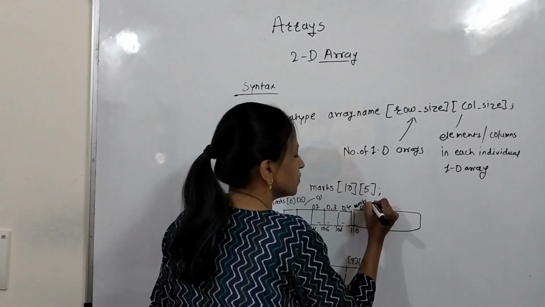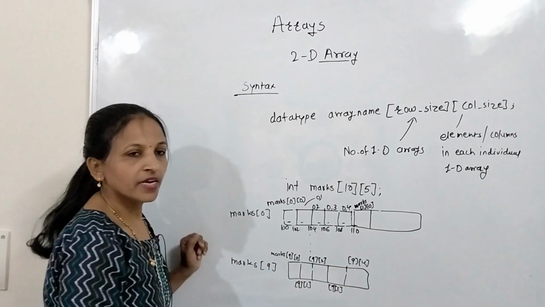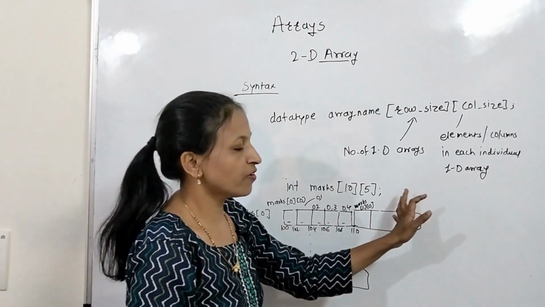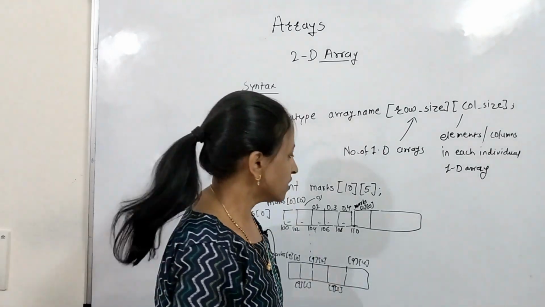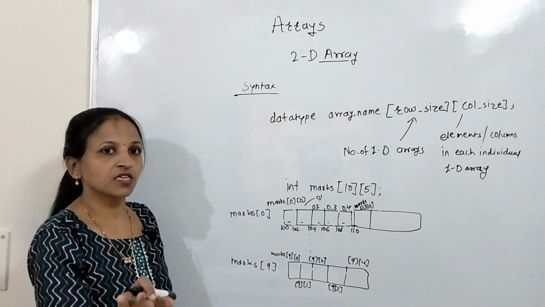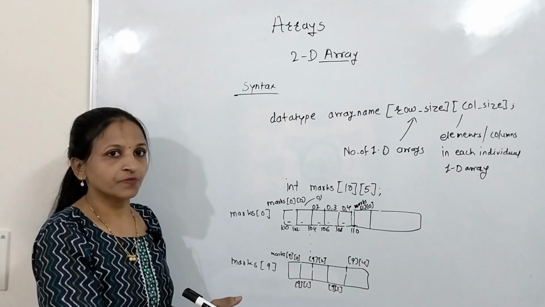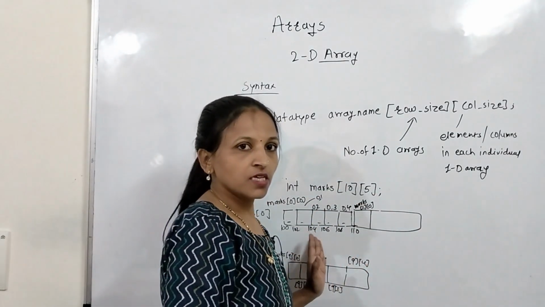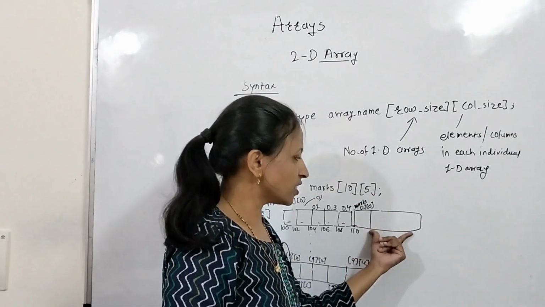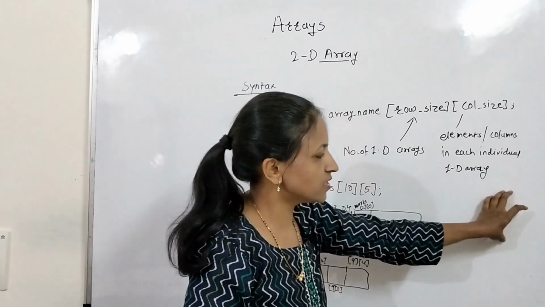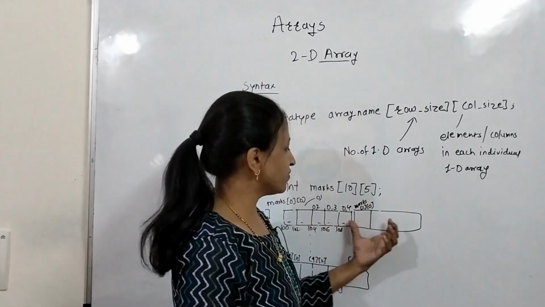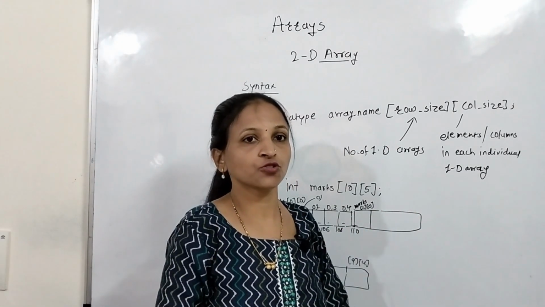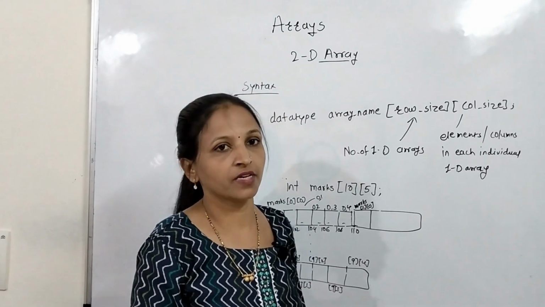1, 0. This one is the first element. Getting? In this way, then marks of 1, 1, 1, 2, 1, 3, 1, 4. Getting? In this way all arrays will get stored internally one after the other, because again it is an array. Array means what? Internally it is an array, but the whole is again an array of arrays. That's why all individual elements of that array will get stored contiguously in memory.